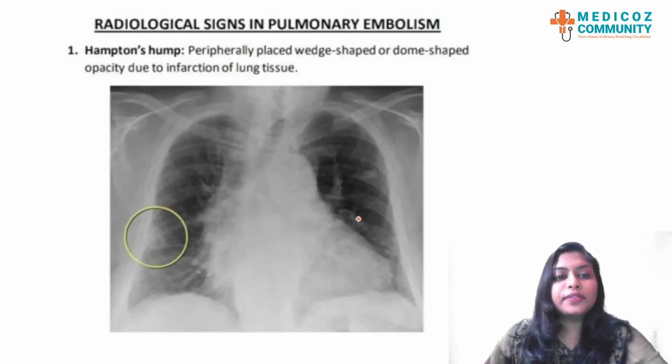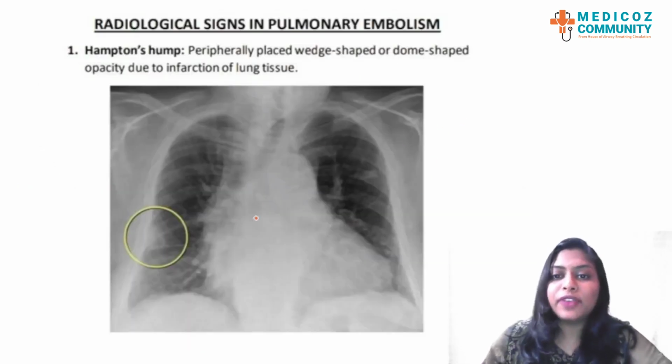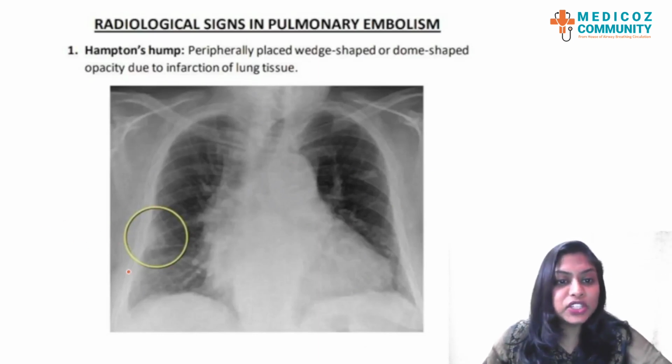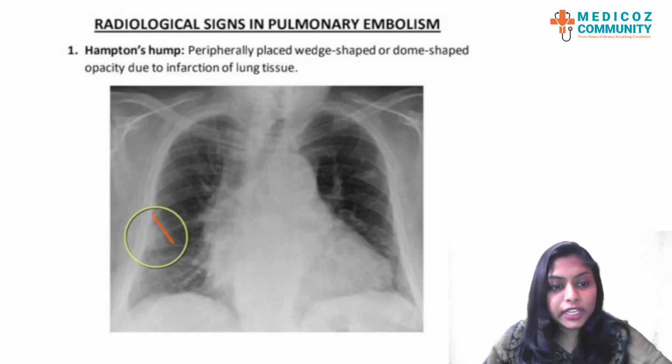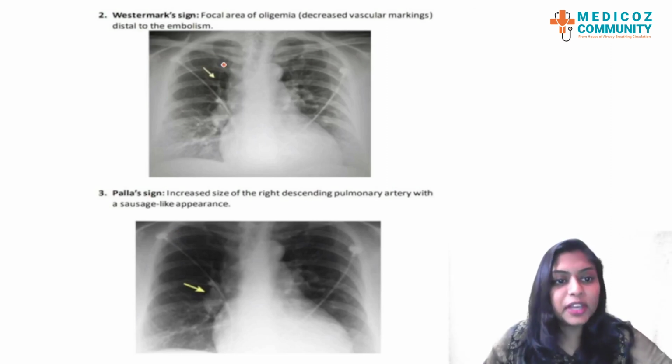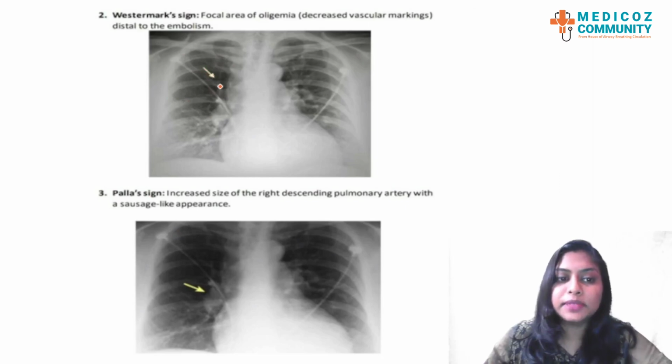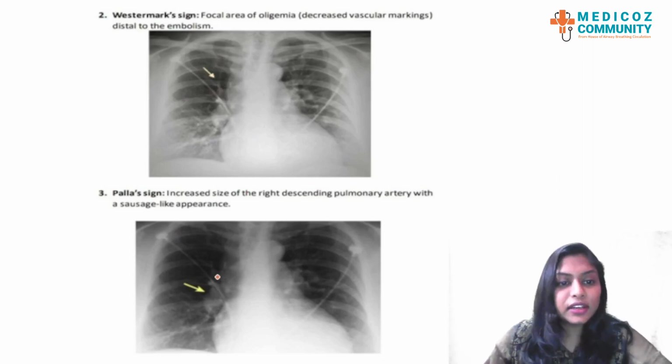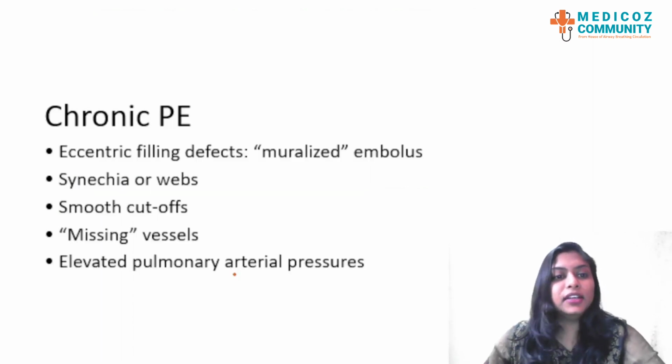So next, must-know findings, I'm emphasizing them again. The peripherally placed wedge-shaped dome opacity is due to the infarction of the lung tissue, and the focal oligemia, that is decreased vascular marking due to a distal embolism. The increased right descending pulmonary artery, which looks like a sausage, is the Palla sign.